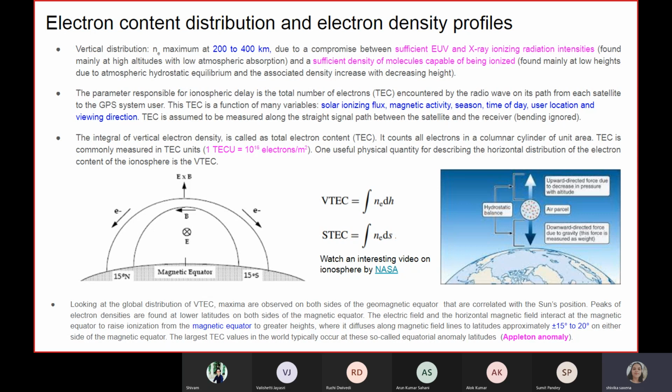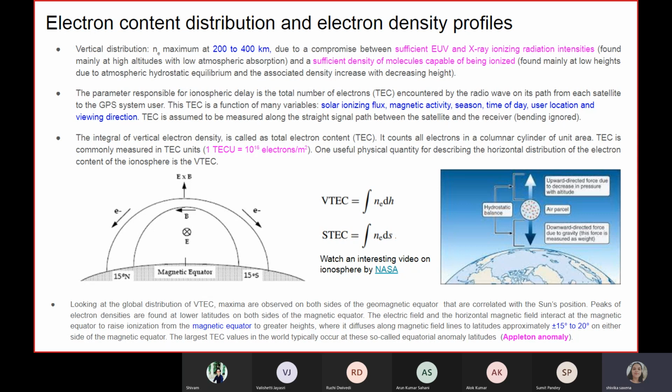But this is a phenomenon like precipitable water vapor, where we were measuring the amount of water vapor inside a constant cross section. Here again, just like that, inside a column of unit meter square cross section, how many electrons are there? That will give you 1 TECU. It counts all the electrons in a columnar cylinder of unit area. This is just similar to the phenomenon of precipitable water vapor.